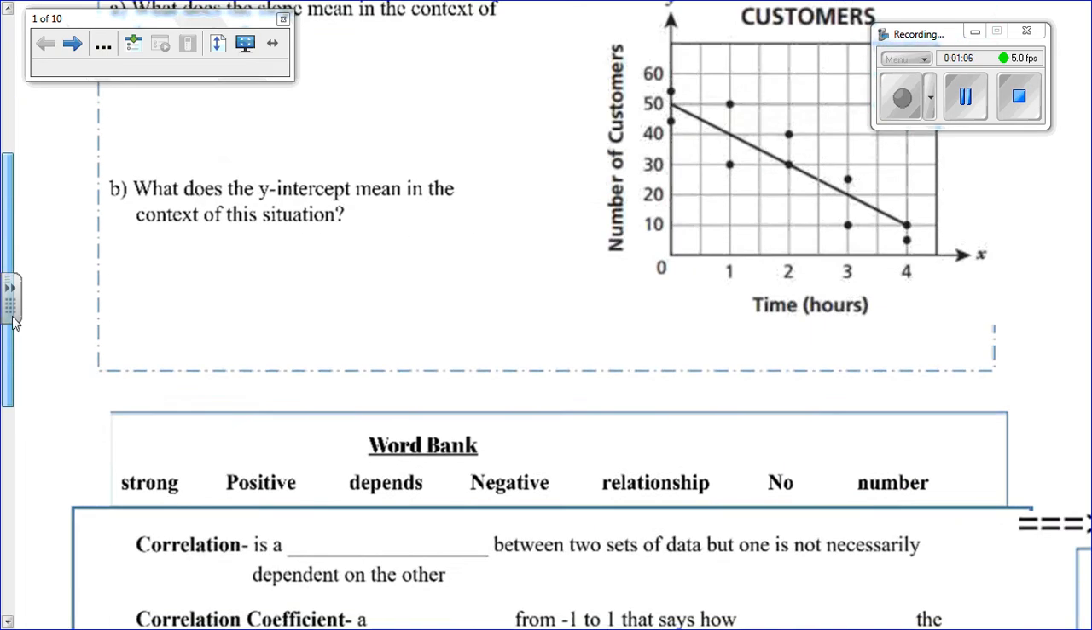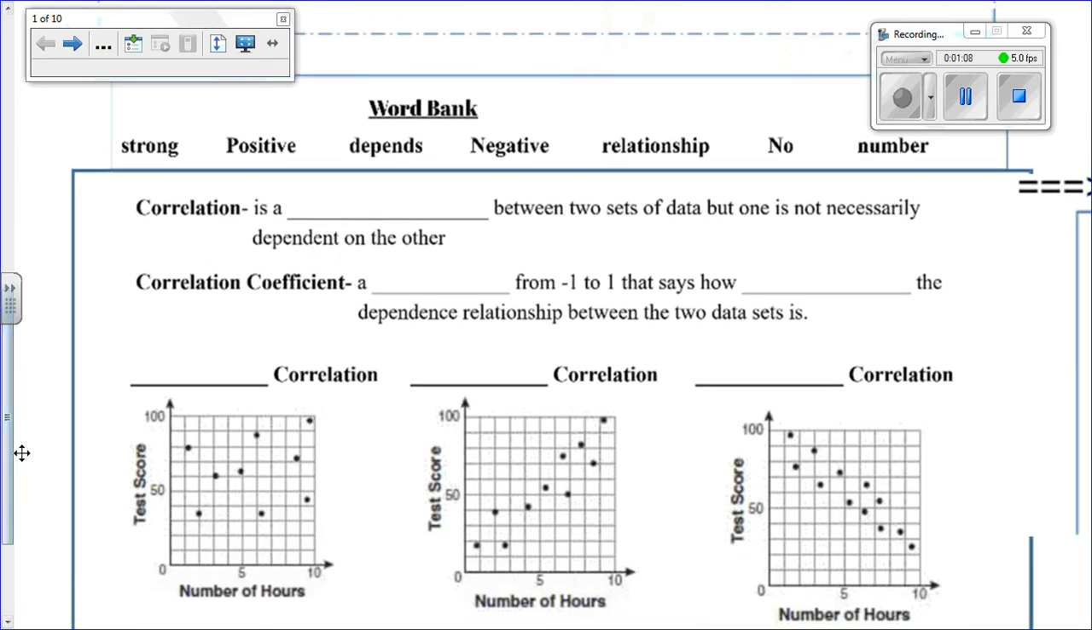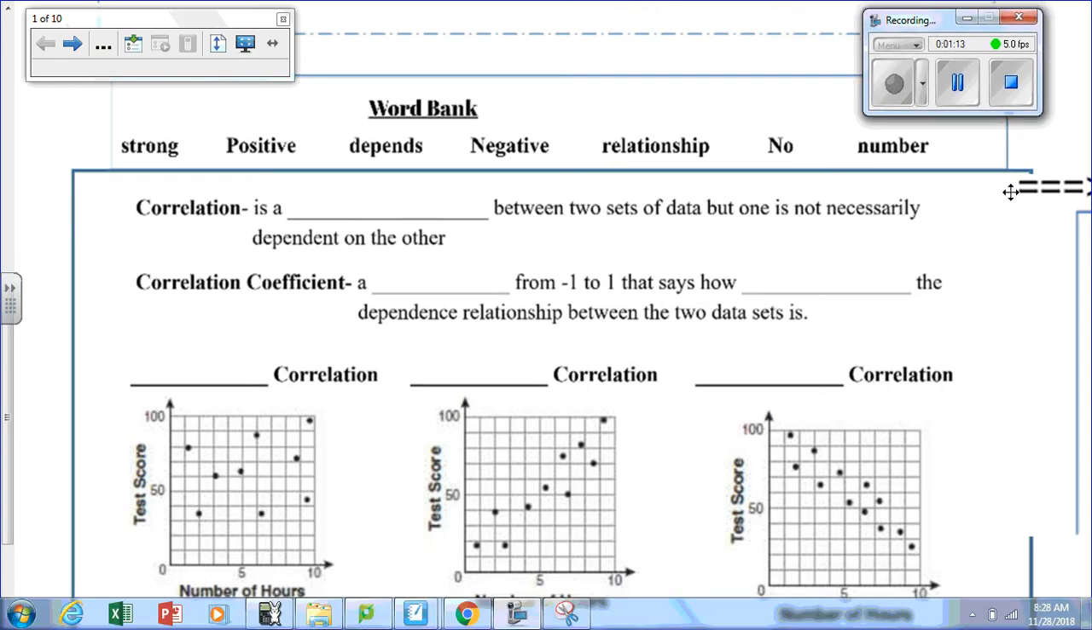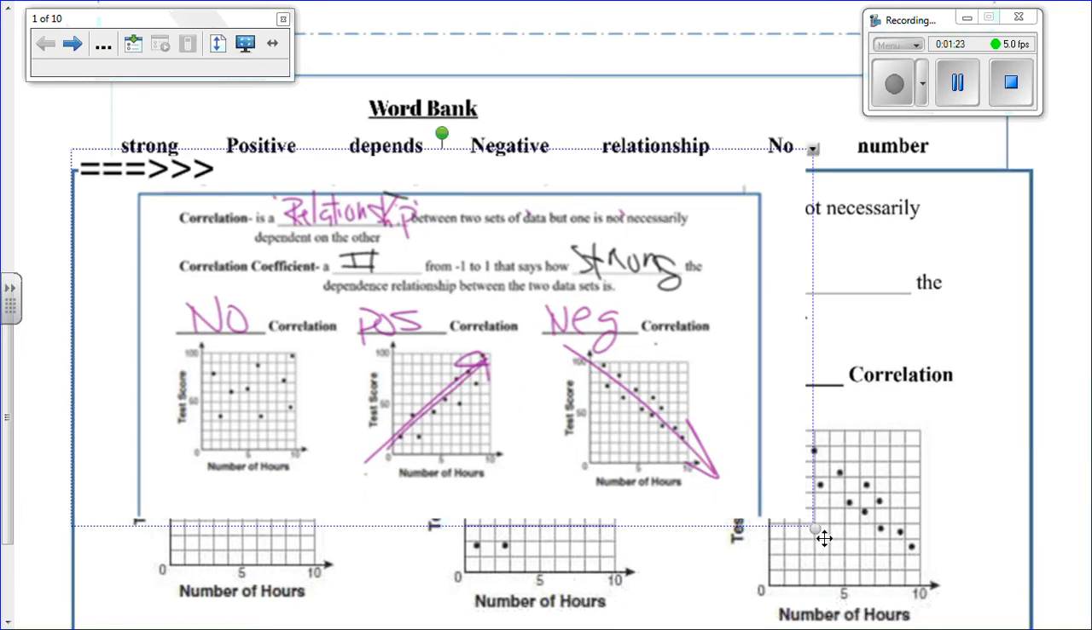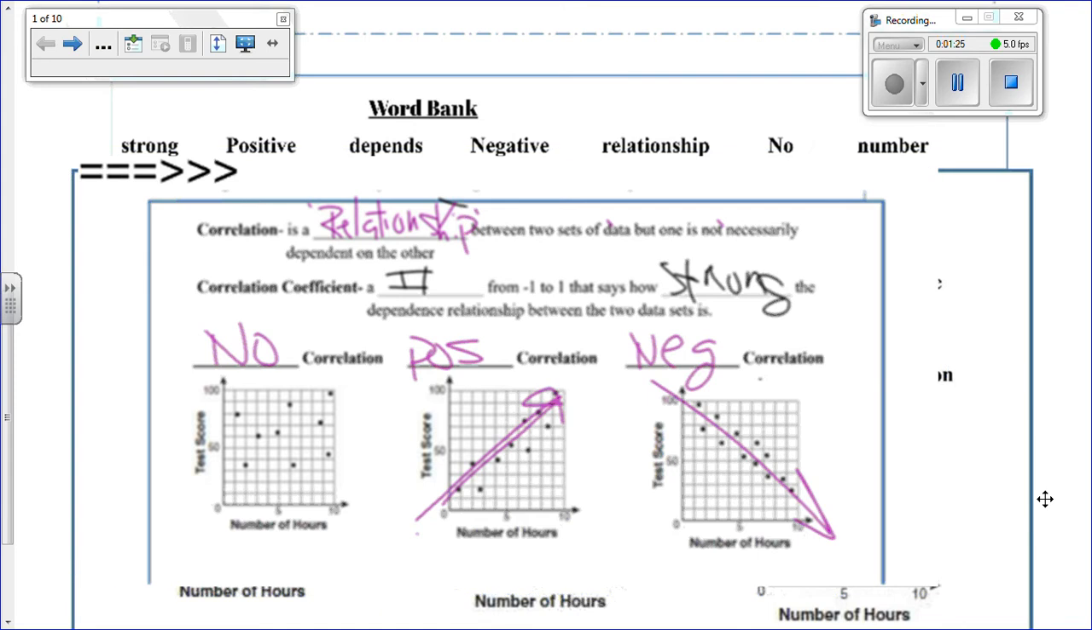So again, correlation is a relationship between two sets of data, but a correlation coefficient is a number from -1 to 1 that says how strong the dependence relationship is. So again, I told you about the idea of do you want something that's closer to $1 or closer to a nickel? We'll talk more about that.